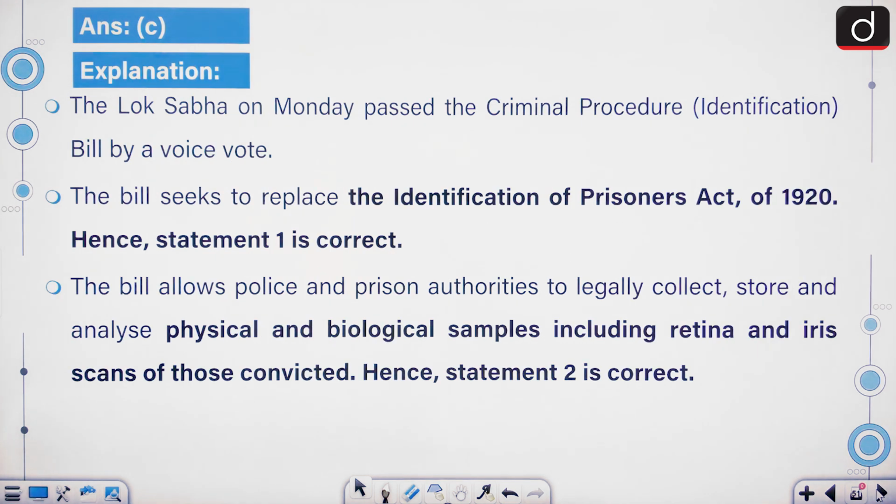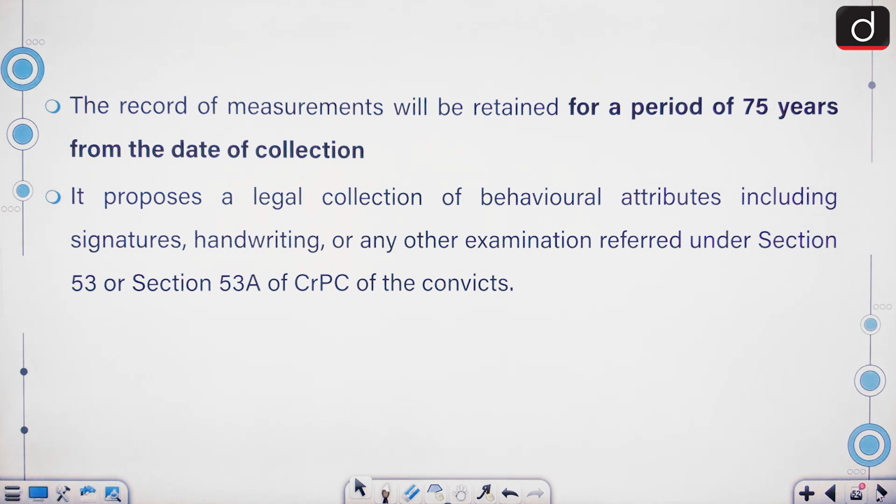The Lok Sabha on Monday passed the Criminal Procedure Bill by a voice vote. It seeks to replace the Identification of Prisoners Act of 1920. It allows police and prison authorities to legally collect, store, and analyze physical and biological samples, including retina and iris scans of those convicted. The record of measurements will be retained for a period of 75 years from the date of collection. It proposes a legal collection of behavioral attributes, including handwriting, signatures, or any other examination referred under Section 53 or Section 53A of CRPC.